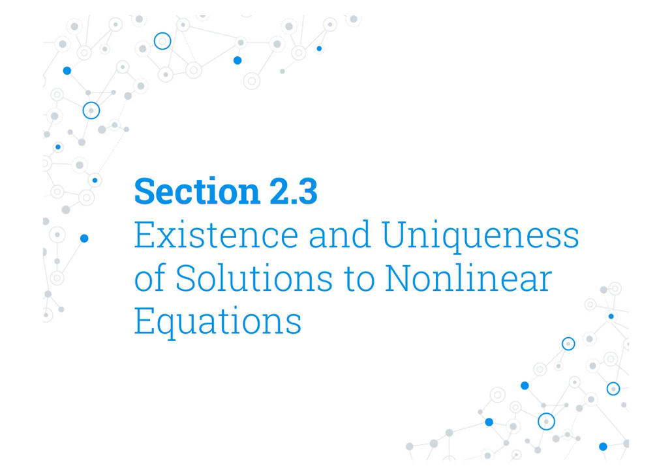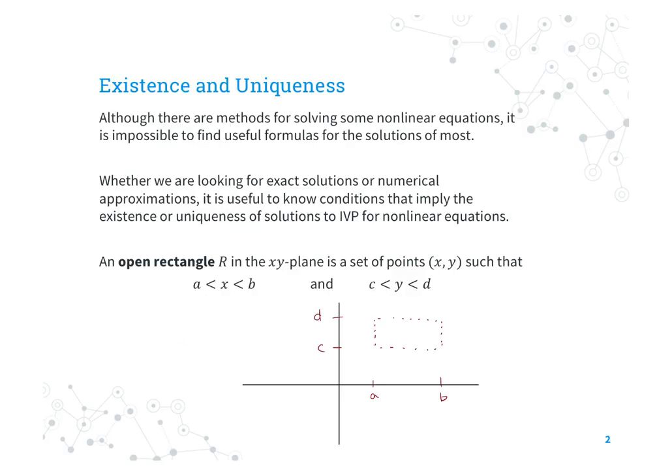The next section we're going to look at today is section 2.3, existence and uniqueness of solutions to nonlinear equations. We know that we have methods of finding solutions to these nonlinear equations. We mentioned them in the last video. They can be graphical, they could be numerical. There are lots of different ways you can find solutions. But sometimes it's nearly impossible to find a useful solution.